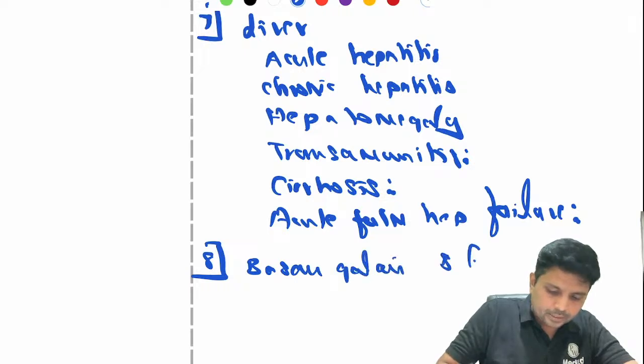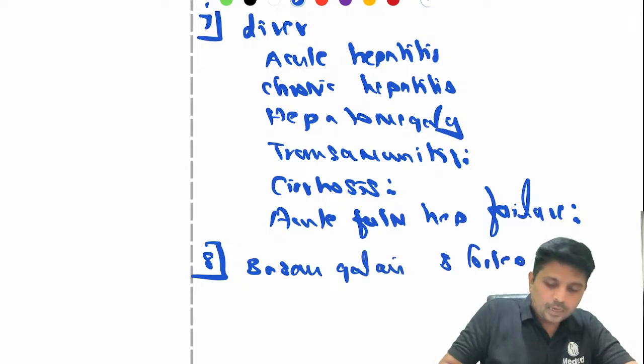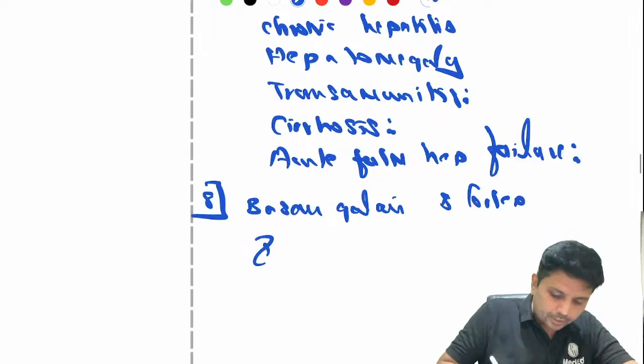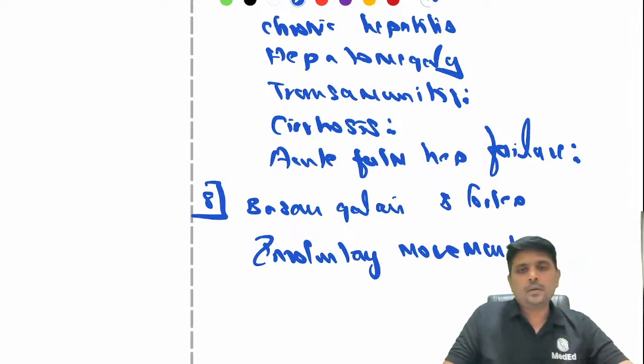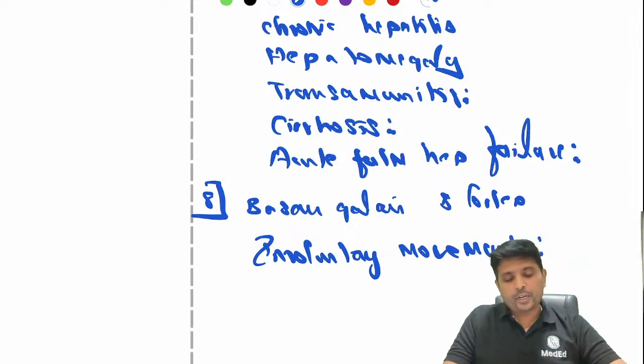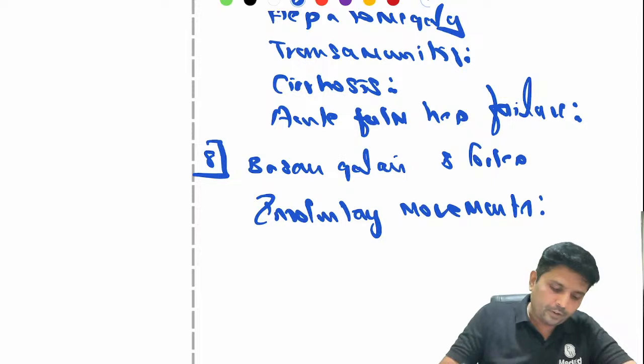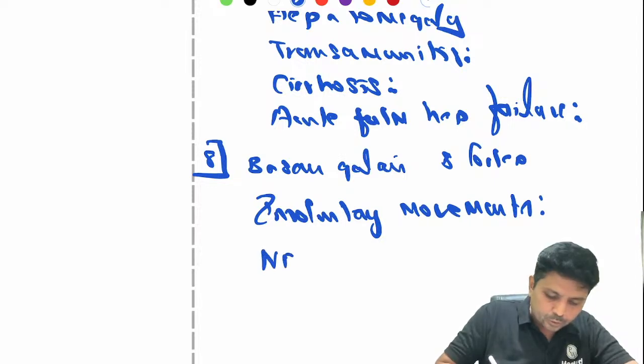Then it can directly act on the basal ganglia and cortex, leading to involuntary movements. Any child with involuntary movements, serum ceruloplasmin should be done. And it can cause neuroregression in a school going child.